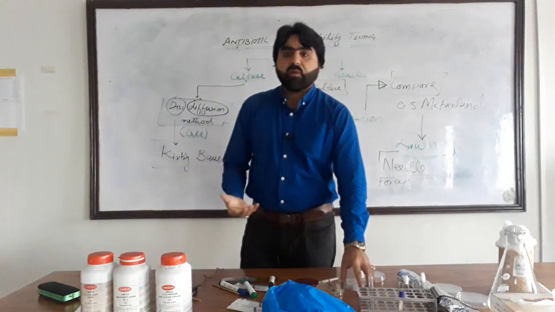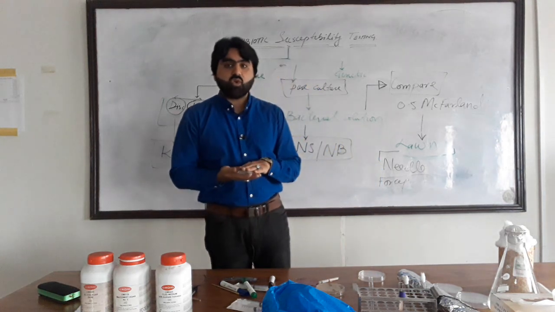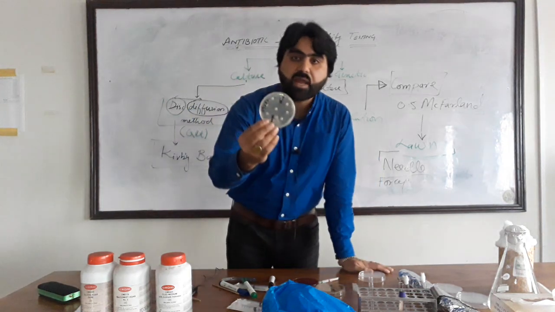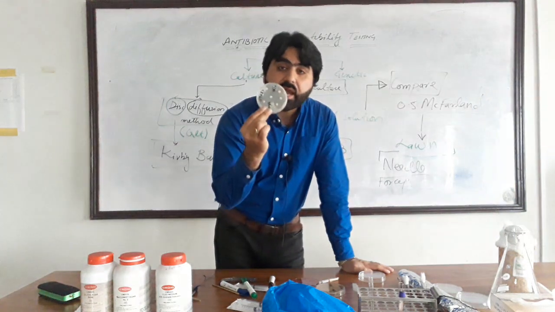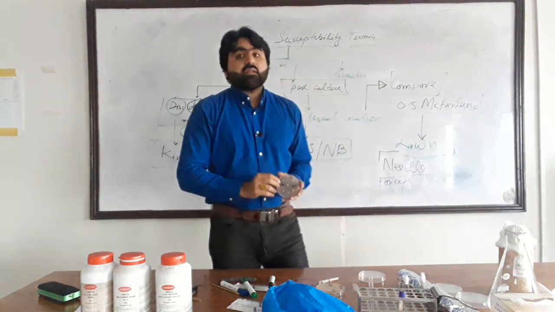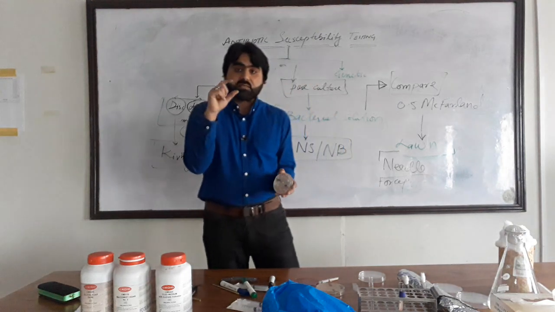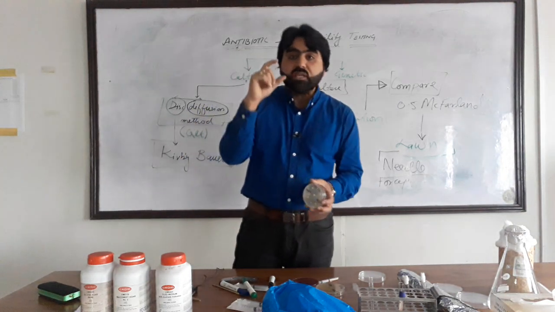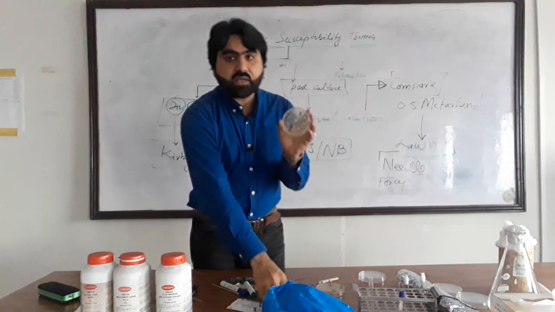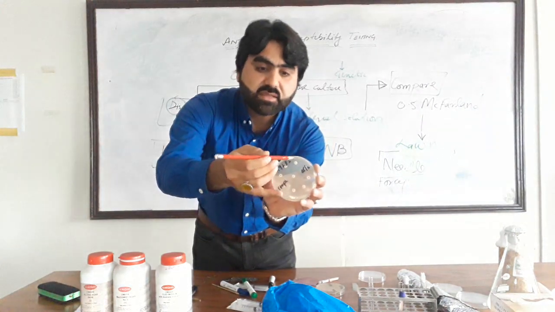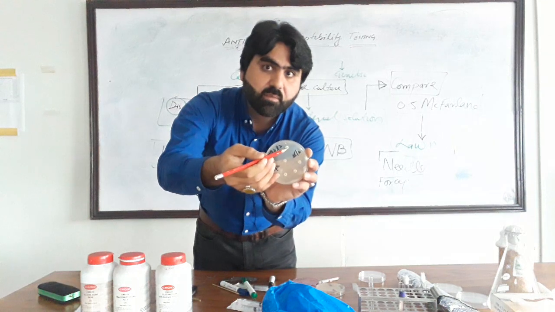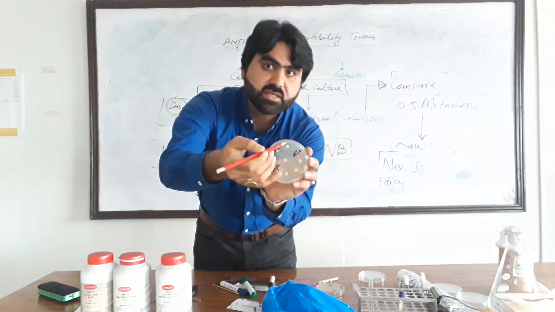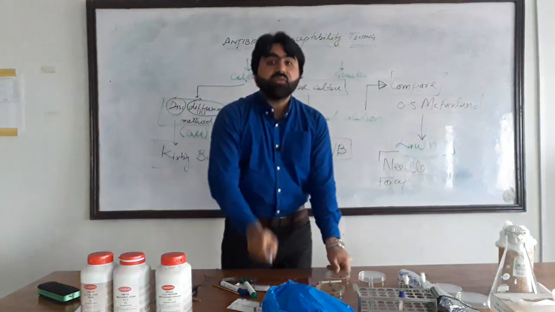Now, how many antibiotics can you put on the surface of the Mueller-Hinton agar? On a standard plate of 90 millimeter diameter, you can put 6 antibiotic discs, and there are some important points which you need to consider. The first point is the distance between the outer edge of the plate and the antibiotic disc; this distance should be 15 millimeter.